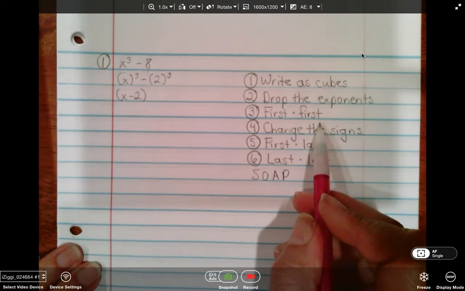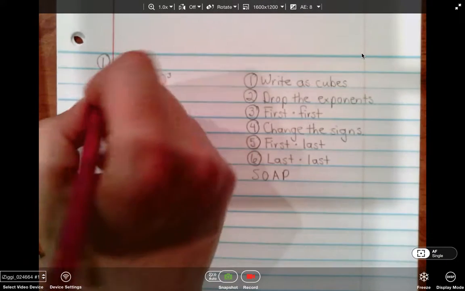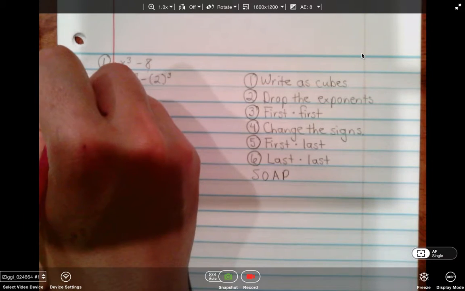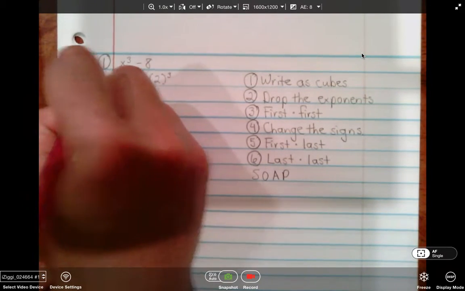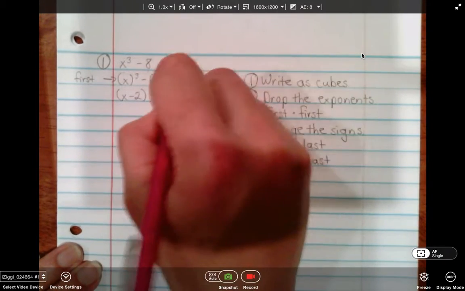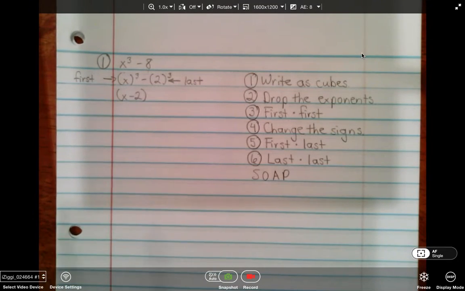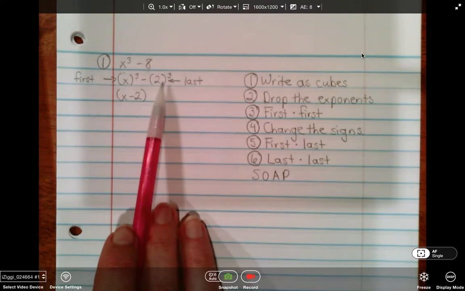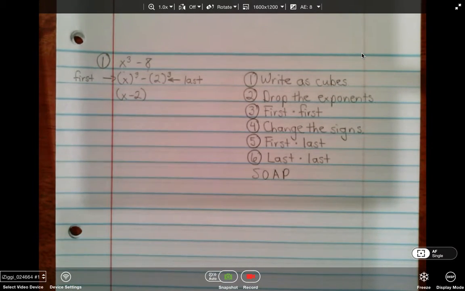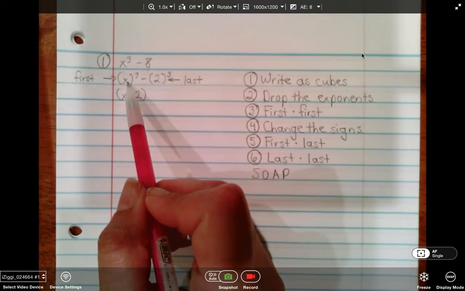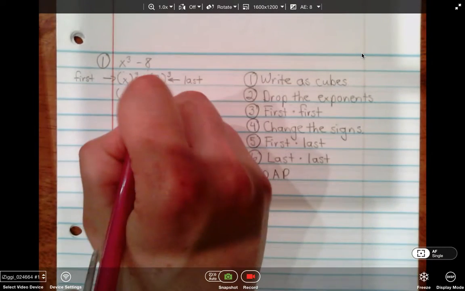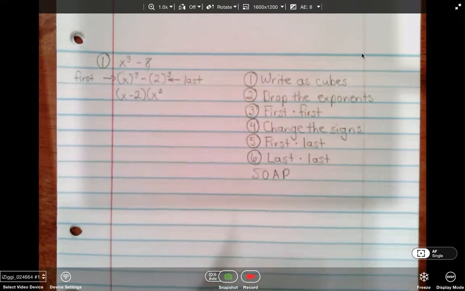Okay, the third step is first times first. So when I refer to first and last, the x is going to be the first, the 2 is going to be the last. So basically I'm talking about what's in the first set of parentheses and what is in the last set of parentheses. Okay, so when we do first times first, that's going to be x times x, or x squared.